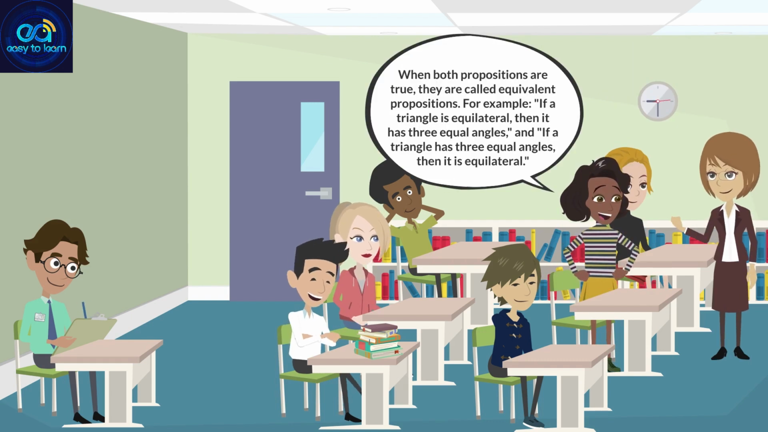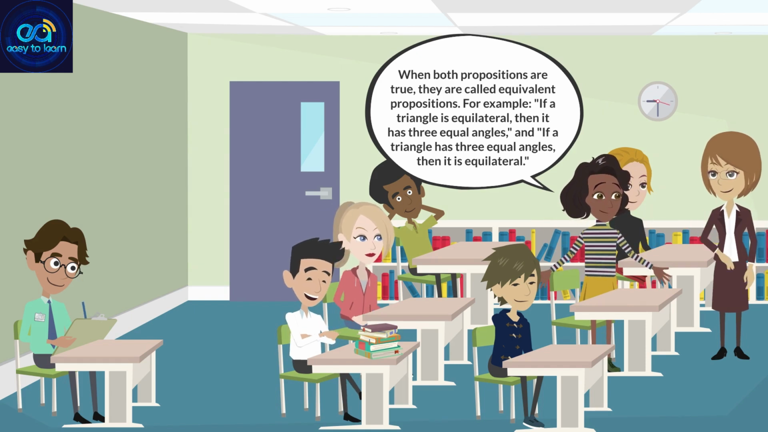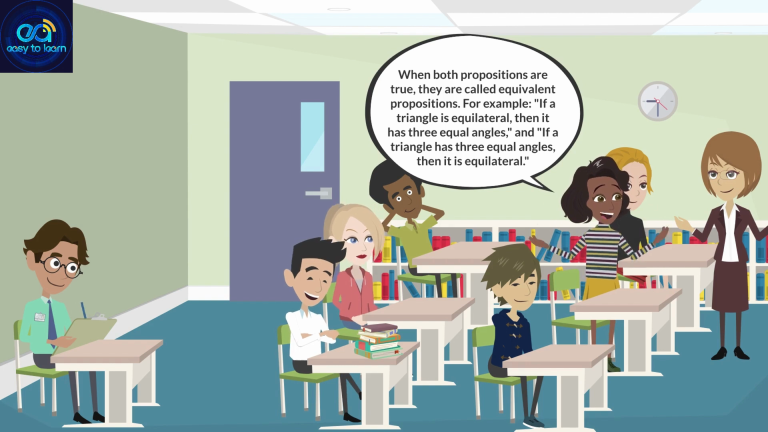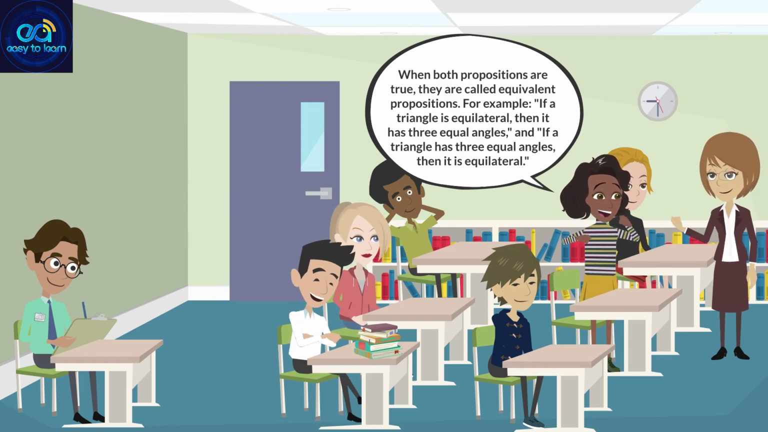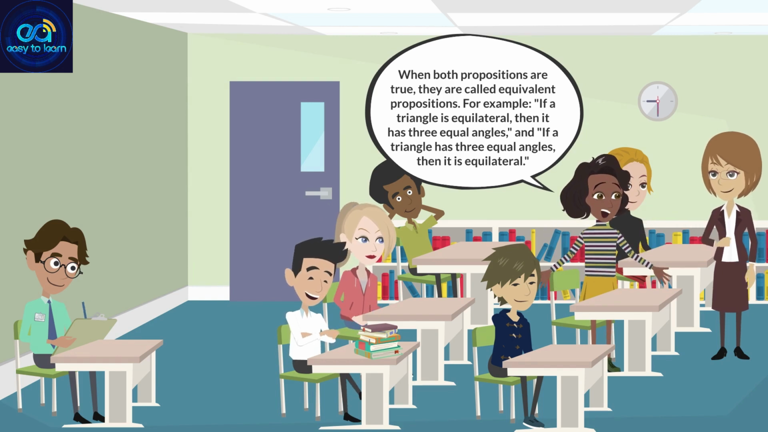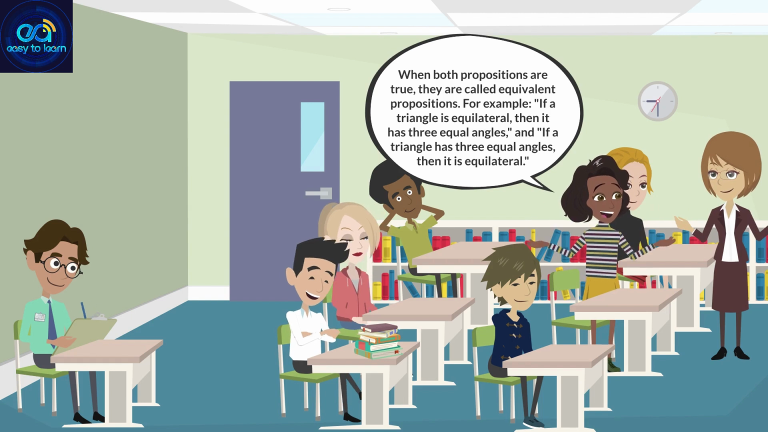Emerald, can you tell us when both the original proposition and its converse are true? When both propositions are true, they are called equivalent propositions. For example, if a triangle is equilateral, then it has 3 equal angles. And if a triangle has 3 equal angles, then it is equilateral.